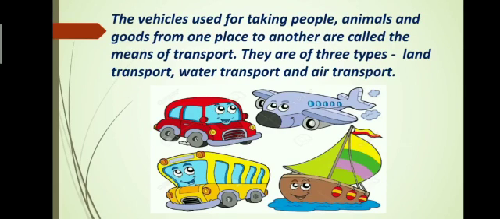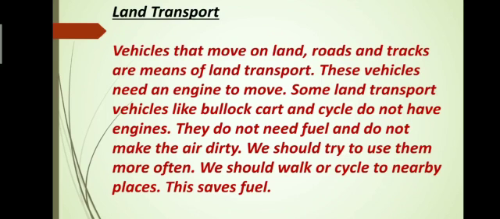Students, the vehicles which are used for taking people, animals, and goods from one place to another are called the means of transport. Students, there are three types of transport: land transport, water transport, and air transport. Now, let's know about them one by one. First is land transport.